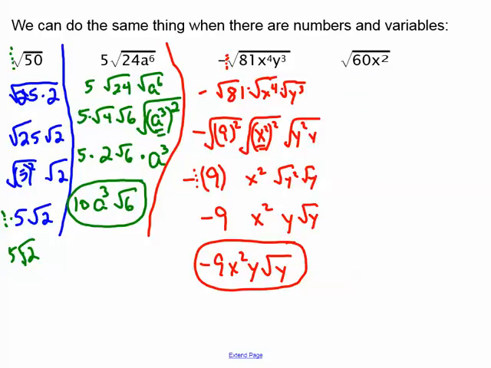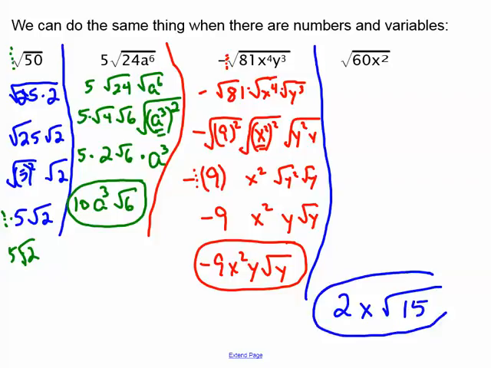Let's take a look at that one. Square root of 60x squared. I'm going to cut to the chase. I'm going to give you the answer to this one, and I'm going to have you work on it just to make sure that you can get to the answer. This one I'm going to say square root of 60x squared is 2x square root 15. See if you can get to that answer.